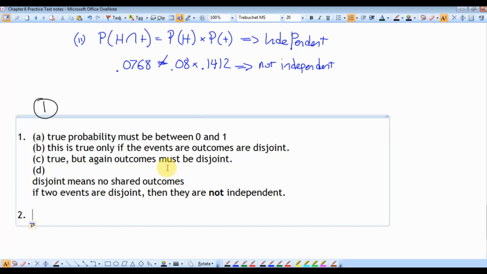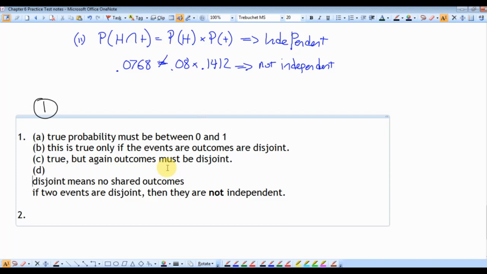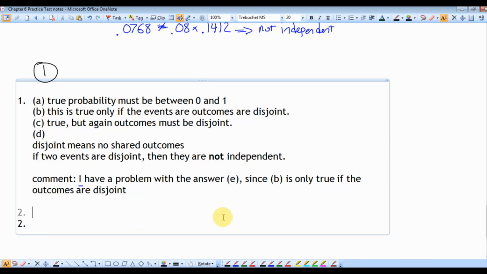Wait, so is the answer D or E? Should we just disregard this question? The answer said E, A and B only. I have a problem with the answer, since B is only true if the outcomes are disjoint. So there are problems here. You can add comments like on a test. It's a good exercise until you know the actual facts and probabilities that you do all the time.